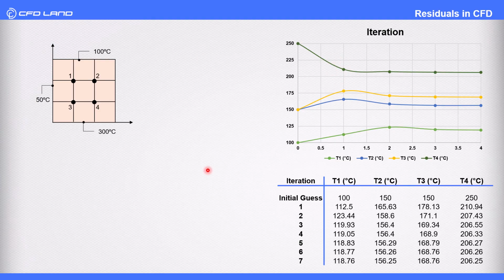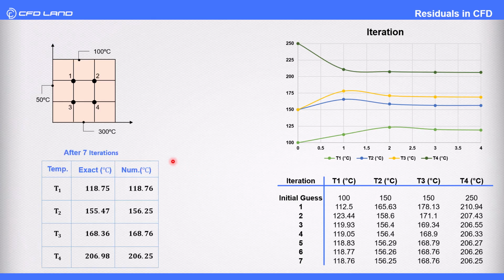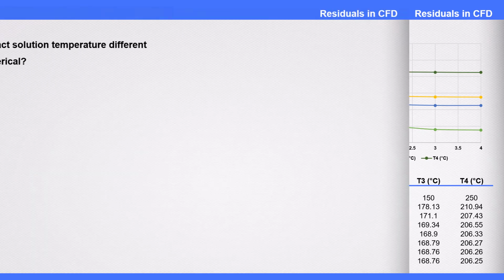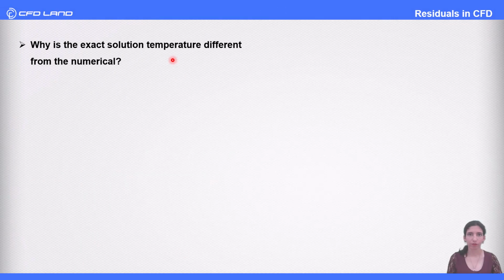T4. So when we compare these answers, our final answers, with the exact value of the temperatures, we can see that convergence is truly achieved. And the difference between exact solution and numerical solution is negligible. So, why is there a difference between exact solution and numerical solution?